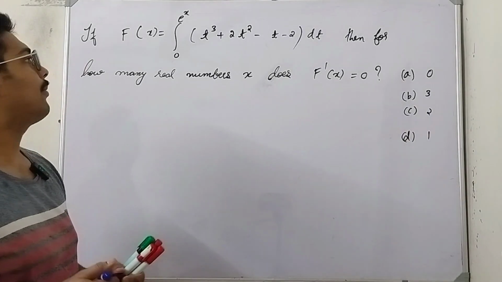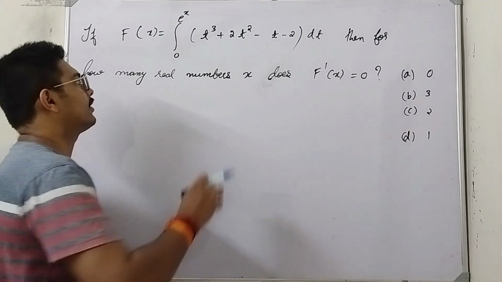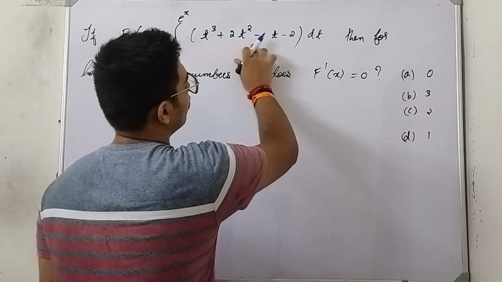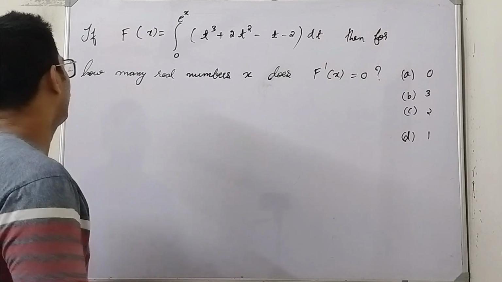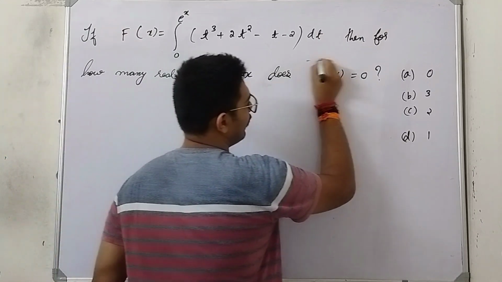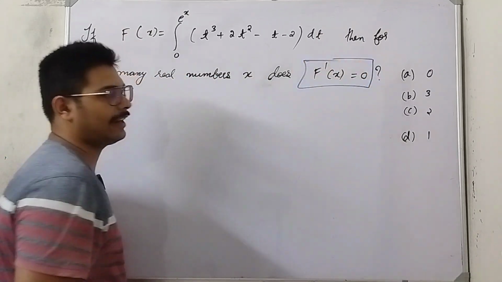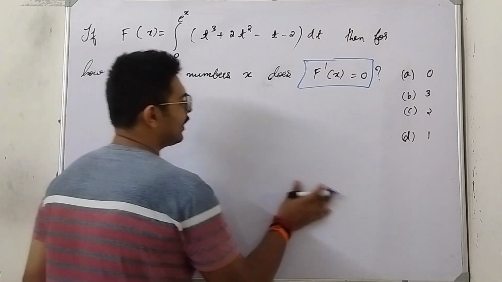If F(x) equals the integral from 0 to e^x of (t^3 + 2t^2 - t - 2) dt, then for how many real numbers x does F'(x) equal 0? We need to find the value of F'(x). You can apply the Leibniz rule.